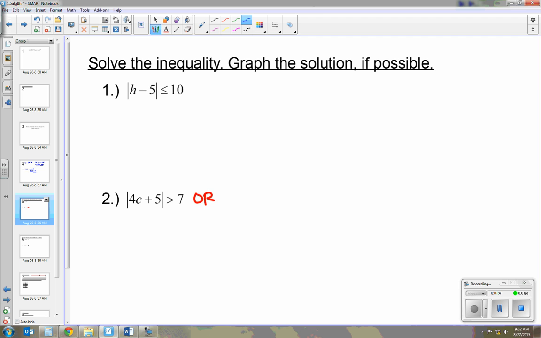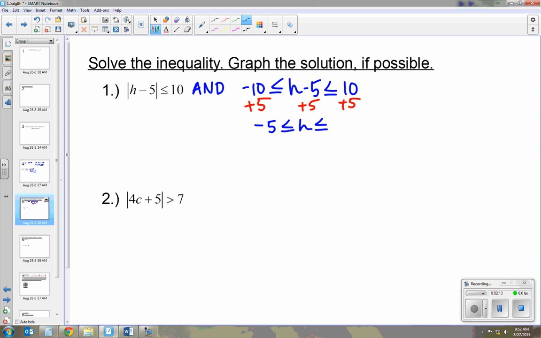All right, so let's try this one out. Number 1, absolute value of h minus 5 is less than or equal to 10. So since it's a less than, it's an and. So we can write this as h minus 5 is less than or equal to 10, and we can put negative 10 on the other side. Now we can solve this inequality. We add the 5. So we have negative 5 is less than or equal to h, which is less than or equal to 15.